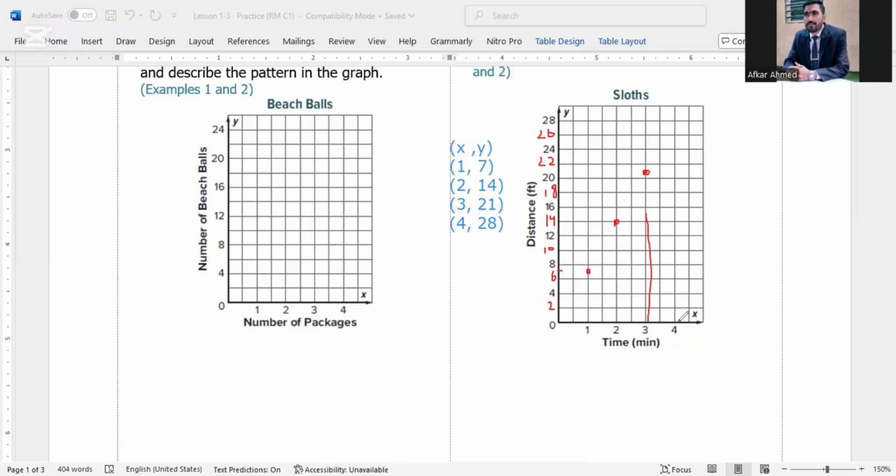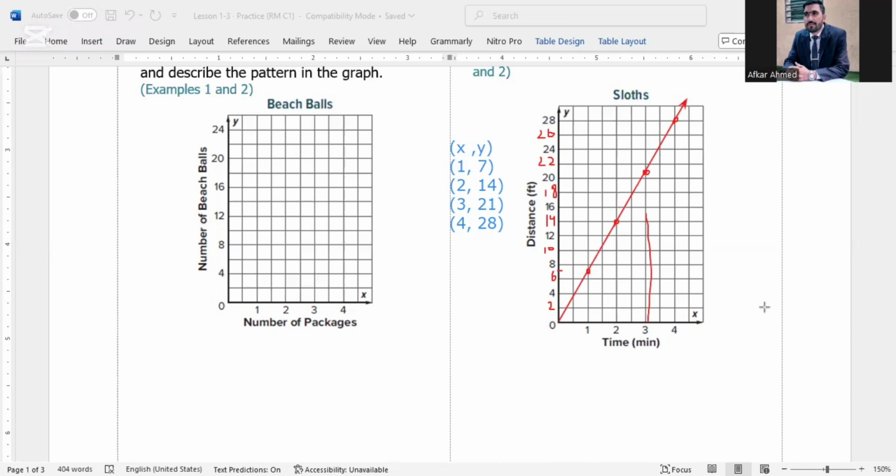Number 4 is 28. Move the pen on 4 until 28. Keep in mind you must start from the same line. If you use this one between 3 and 4, there will be a mistake. And the last step is to just join them through the arrow line that will be here, passing through all the points. Now we have the graph.